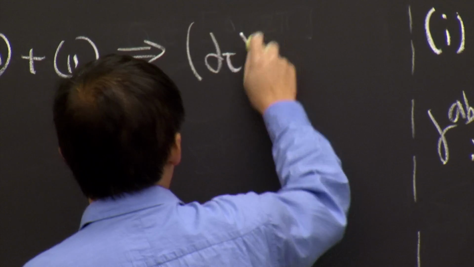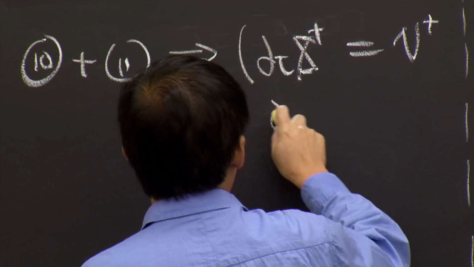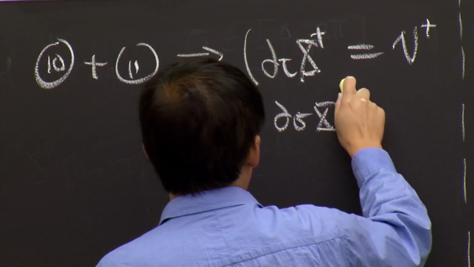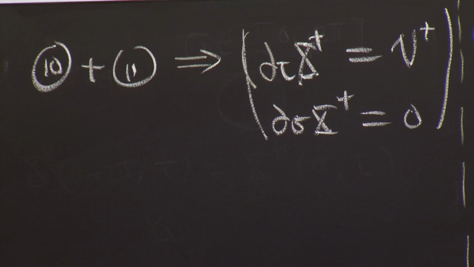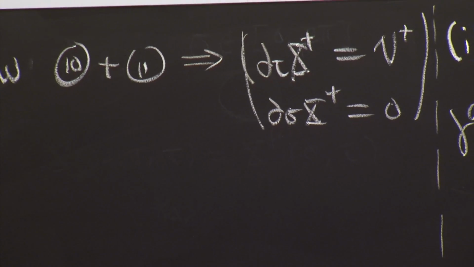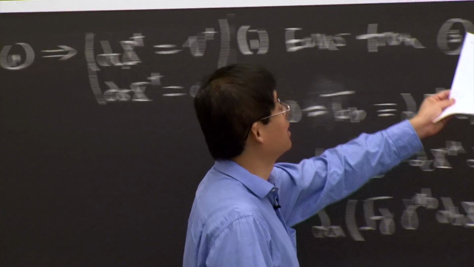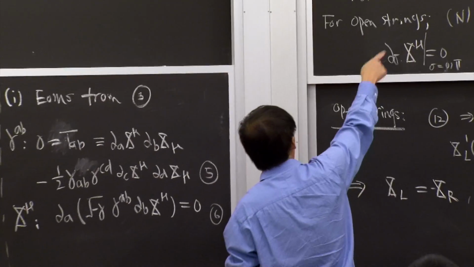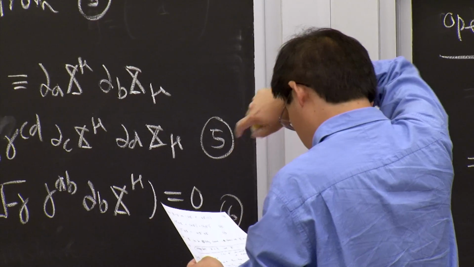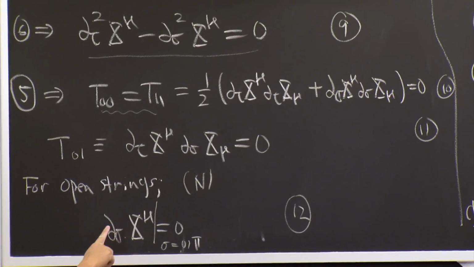partial tau x plus is equal to v plus, and the partial sigma x plus is equal to 0. Okay? Because there's no sigma dependence there, only a tau dependence, which is linear. And then we just plug it in. So let's look at it here. Let's forget about the 1/2. It doesn't matter.